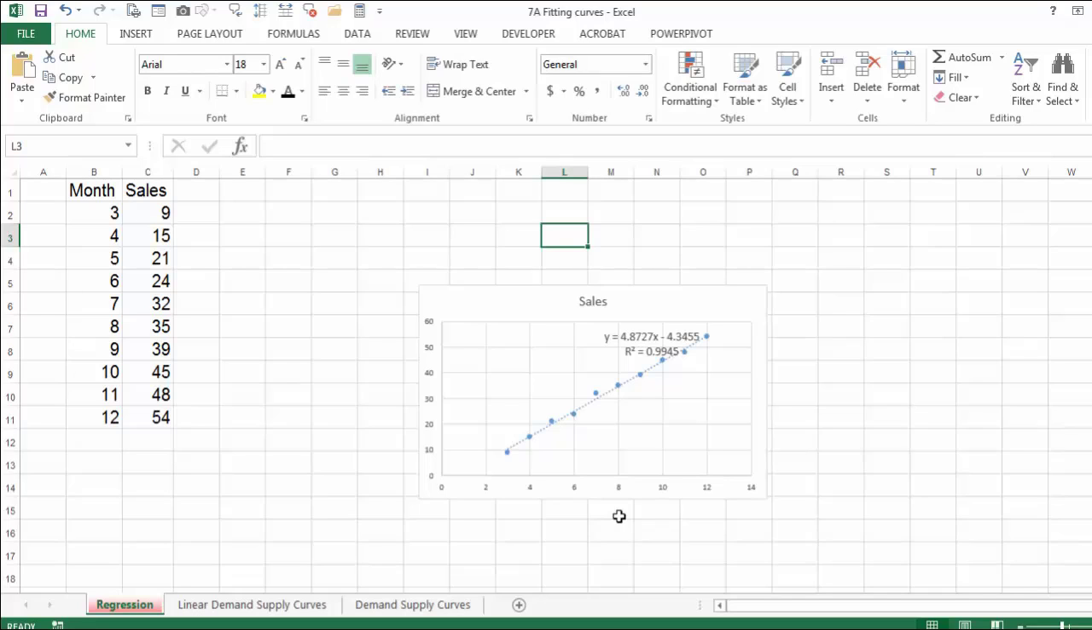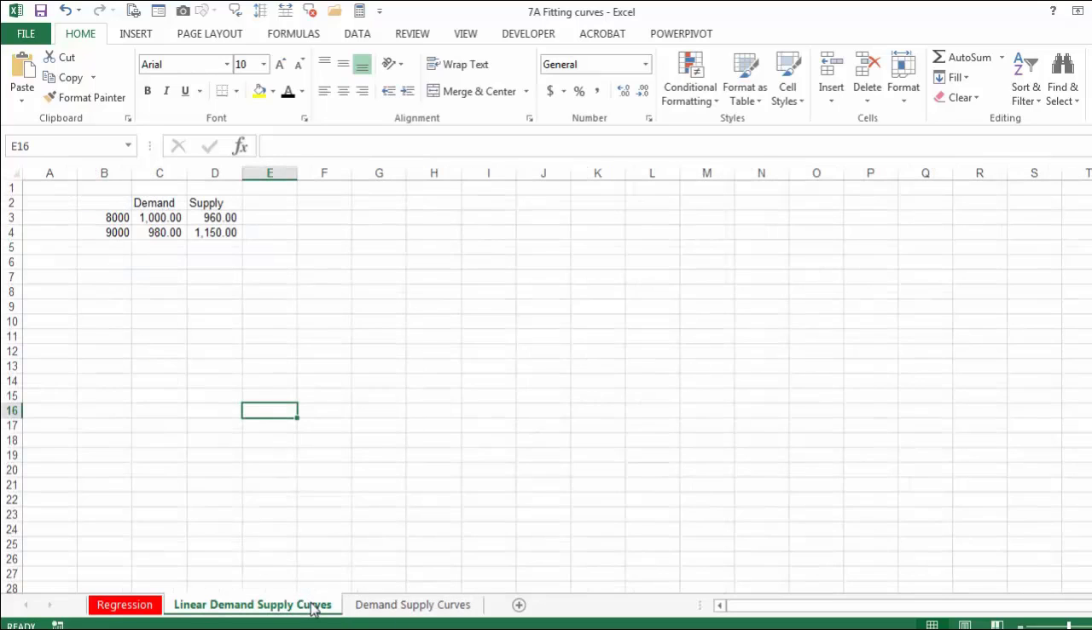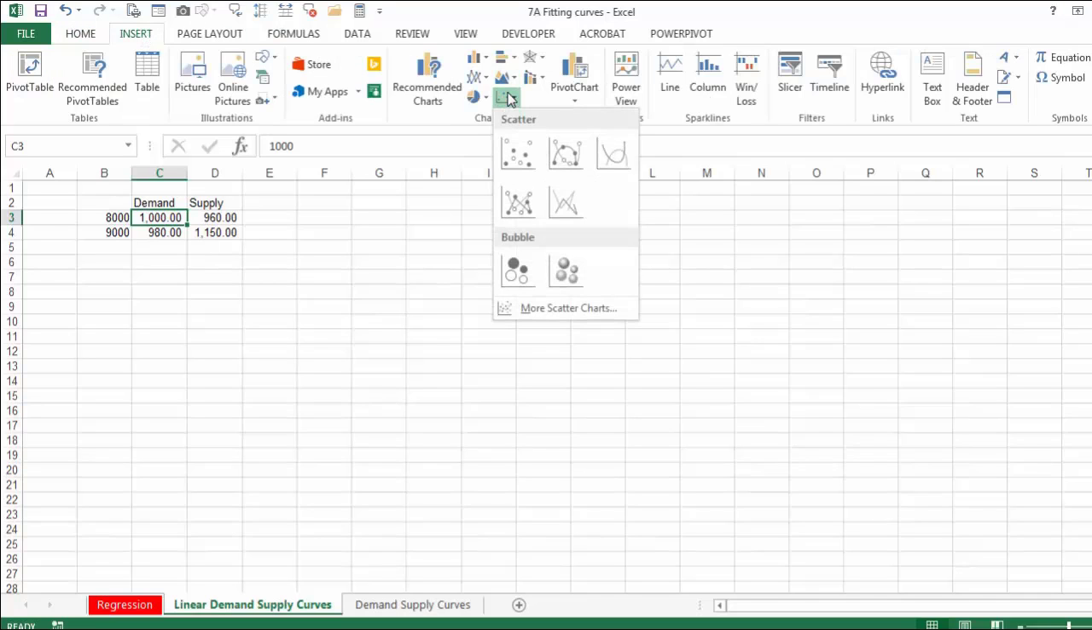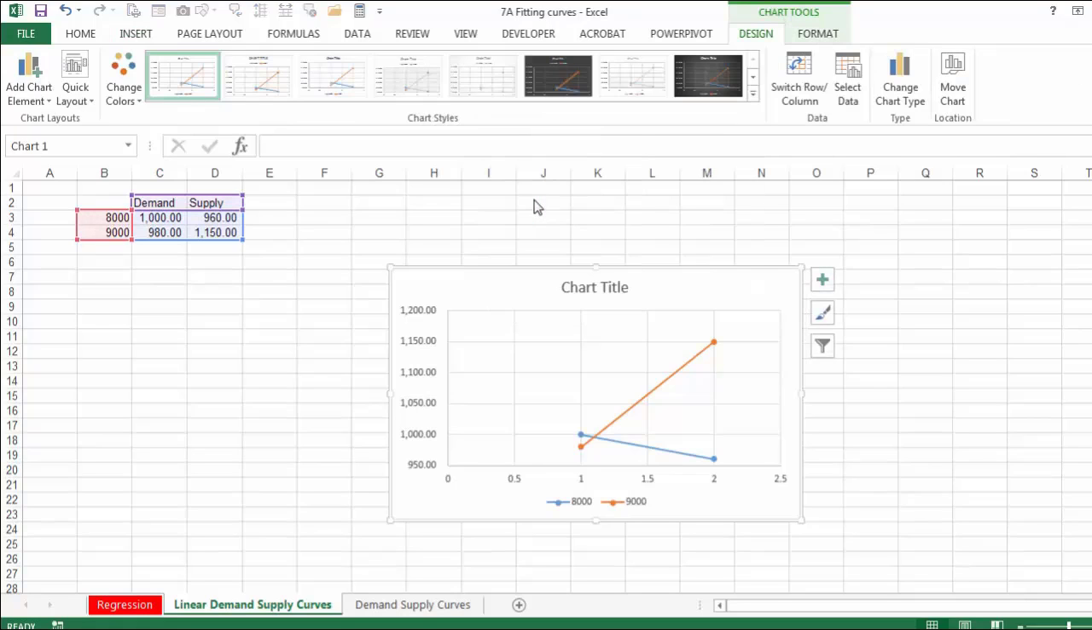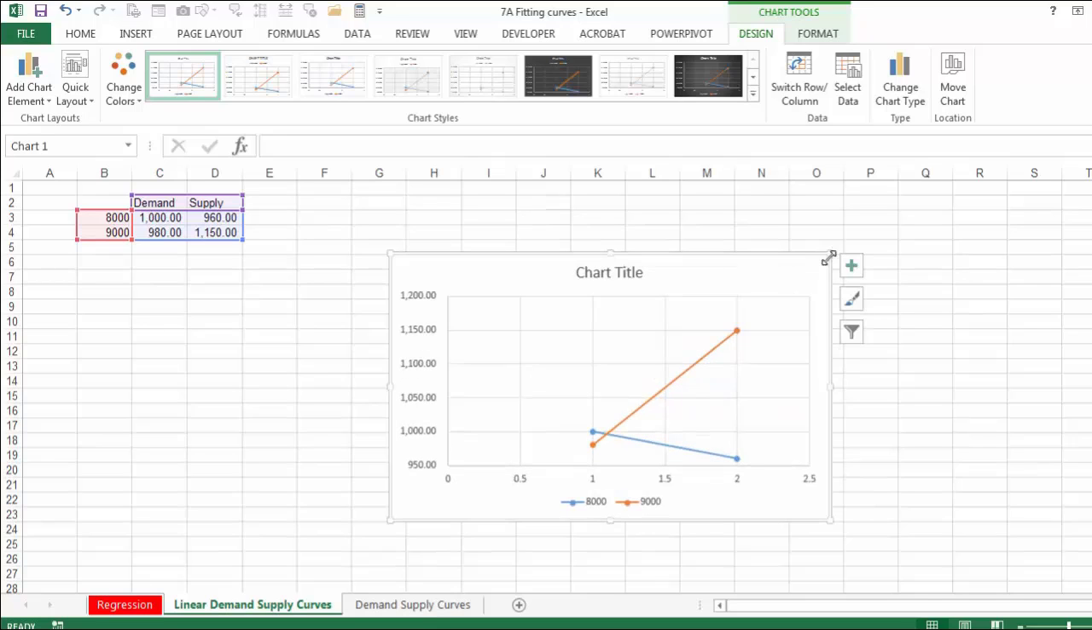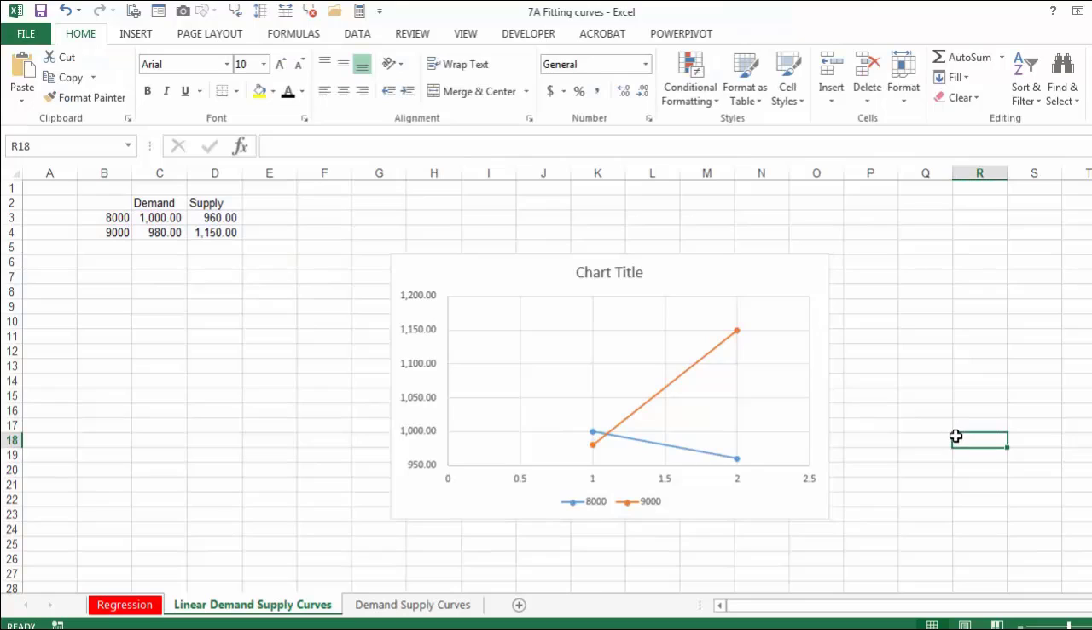So if you understand how to do it, now we can go and try and fit supply and demand curves. I'm going to select or just click on a single cell here and insert one of these charts. I'm going to use this one, doesn't make any difference. Now we can try and find the equation that fits the supply curve and the demand curve. So let's try with this one. The demand goes up. This is our supply.